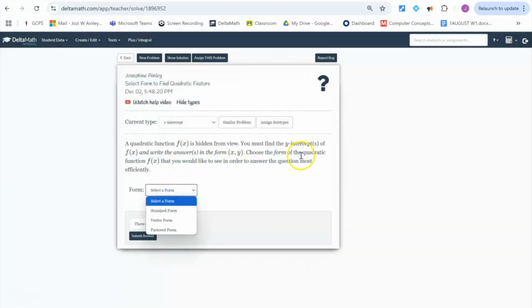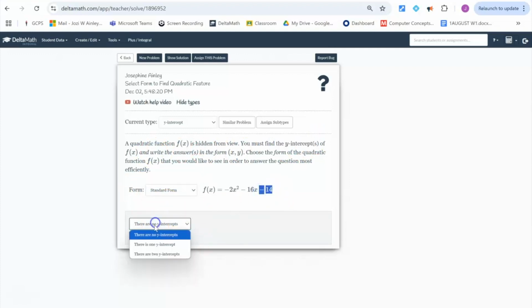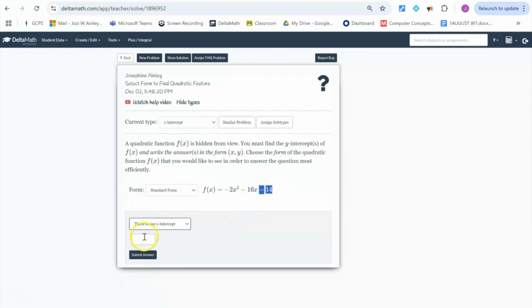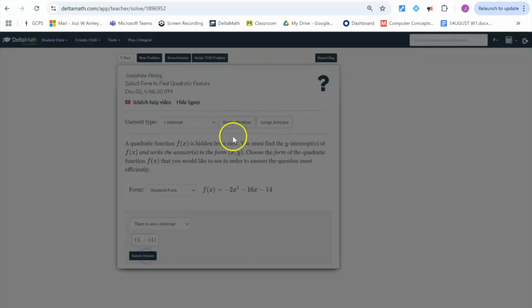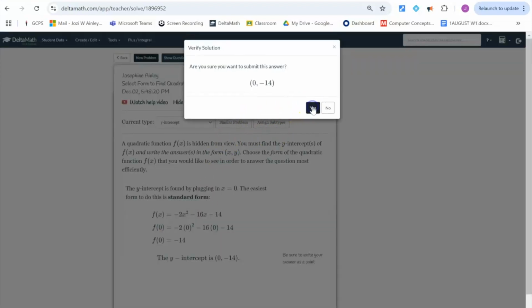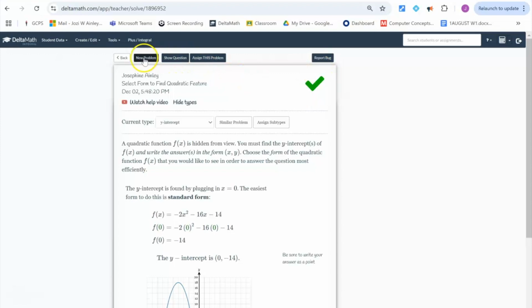We're going to do another one just to be sure. So select the form for the y-intercept again. It's going to be standard form. Why? Because I just take this number at the end. So there's one y-intercept in coordinate form. That's going to be 0 for x, because it's where it crosses the y, and -14 for the y. Okay, so this is the fastest way to get your answers. That's why they say which one's the most beneficial to get it.